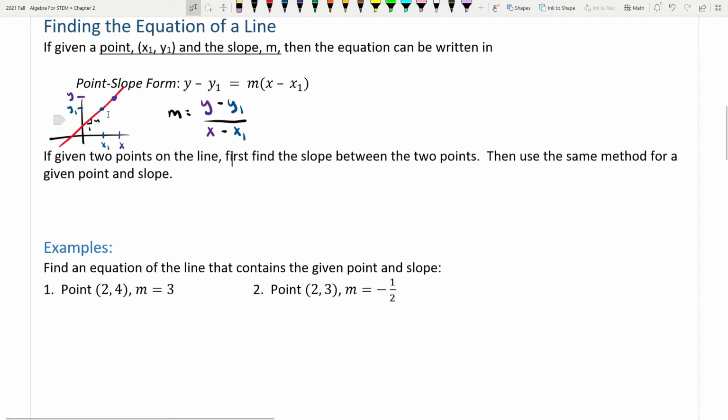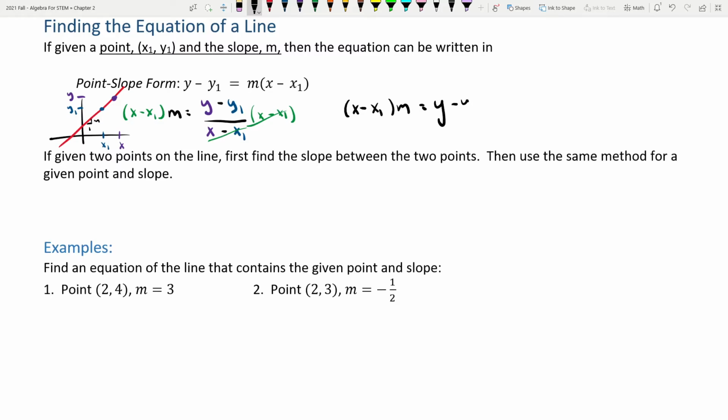If I plug in x1, y1 into this equation, I'll get 0 over 0, which isn't equal to m because it's undefined. One of the problems here is this division, x minus x1. It's going to give us some problems. So how do I get rid of that? Well, I can multiply both sides by x minus x1. And this will cancel with this. And so I'll get the equation x minus x1 times m equals y minus y1.